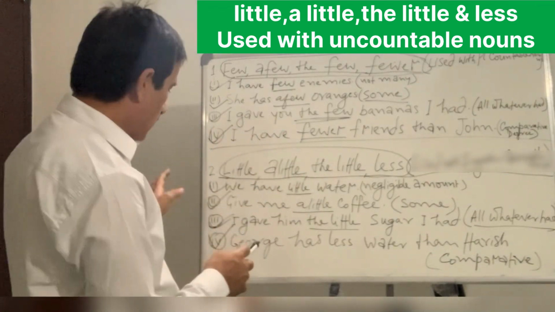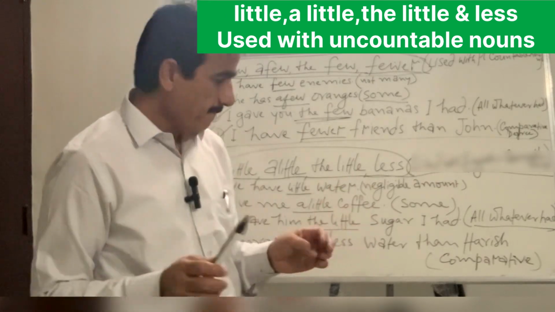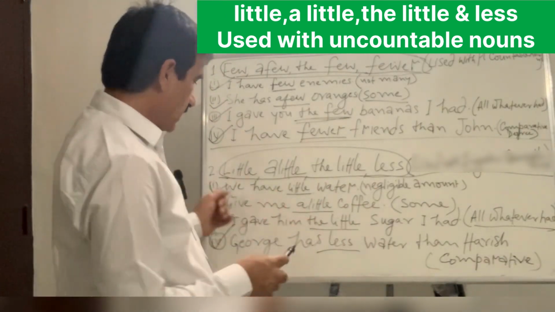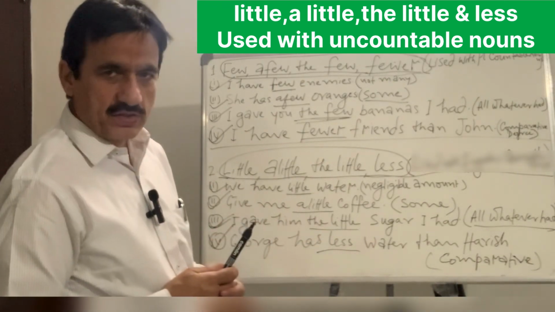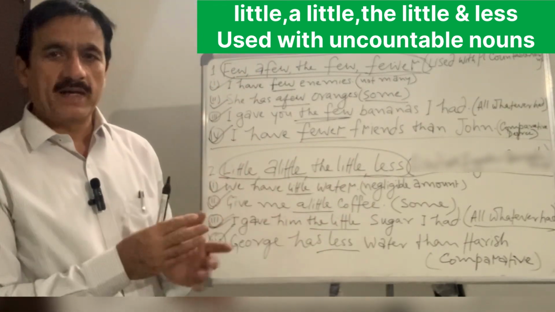जितना था सब हमने उसको दे दिया, सुगर। Now George has less water than Harish. So this is comparative degree. George के पास हरीश से कम पानी है.